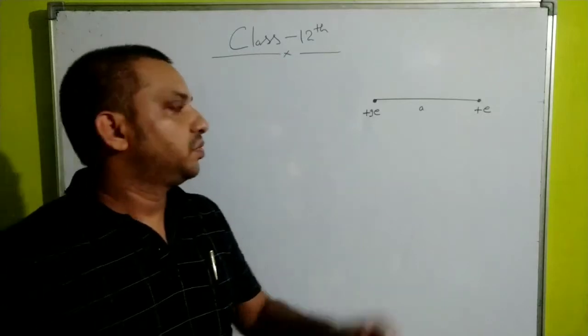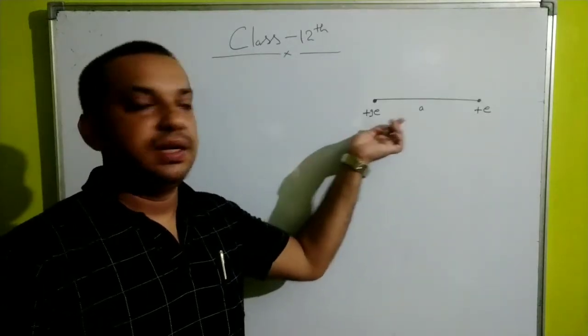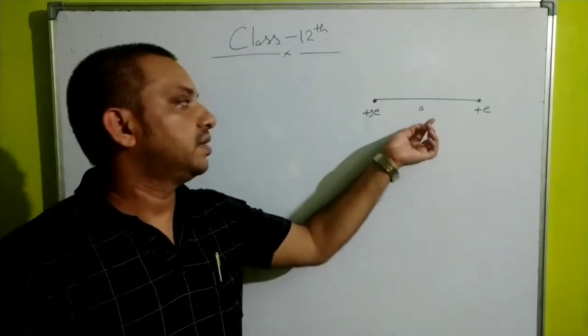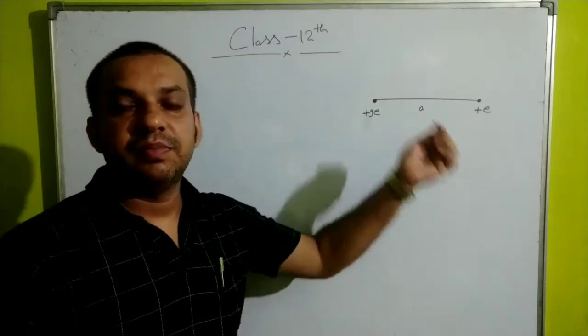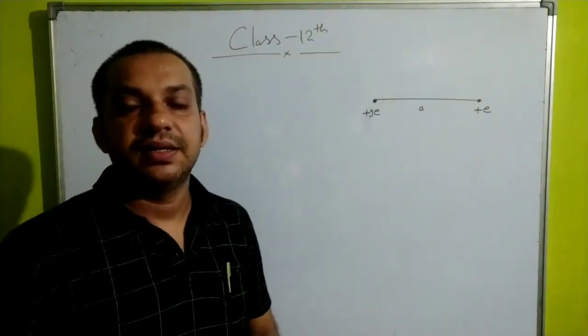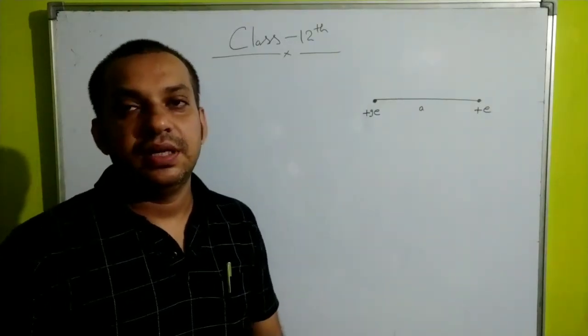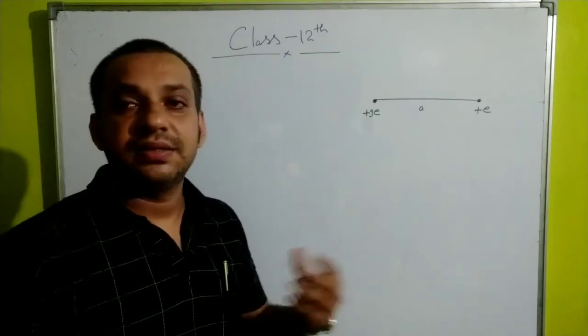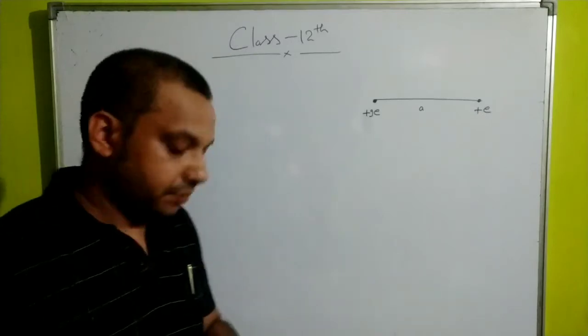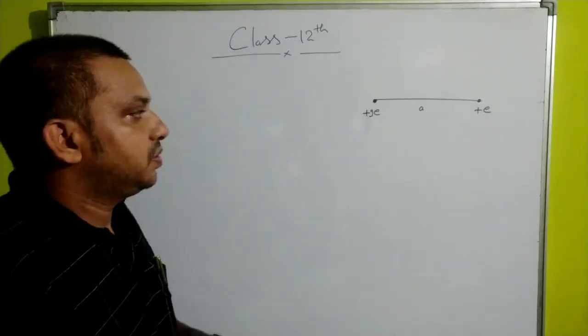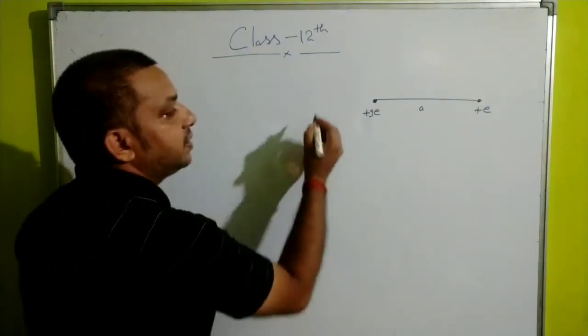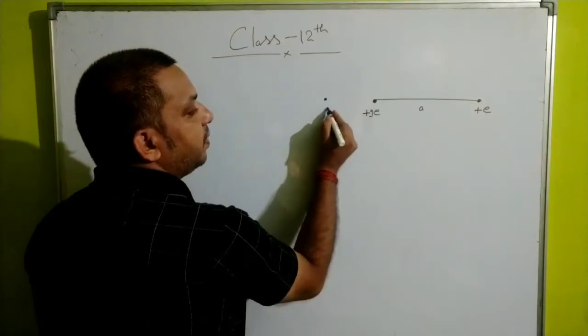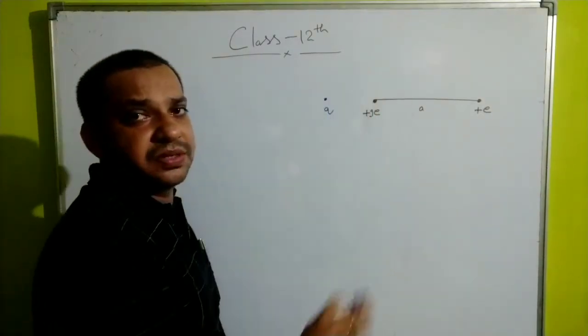The question is: two static charges plus 9e and plus e are separated by a distance a meter. Where should we place a third charge such that the charge is in equilibrium? We have to place the third charge such that it will be in stable form. Suppose we keep the third charge here, whatever the magnitude is, I am assuming it is q.